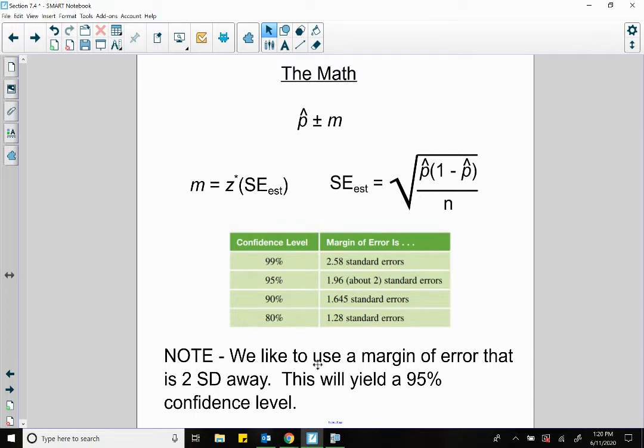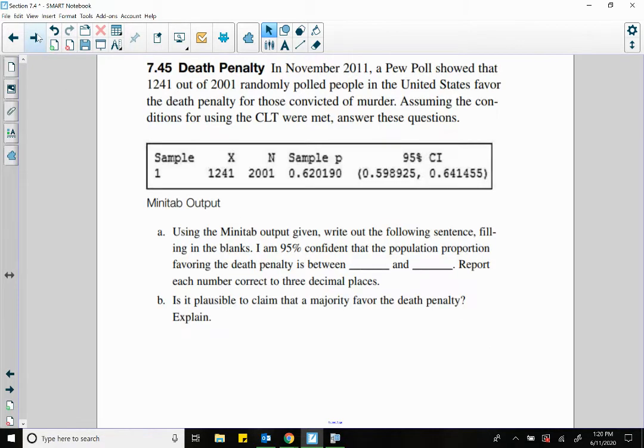And again, I stress this again, we like to use a margin of error that is 2 standard deviations away. This will yield a 95% confidence level. So 95% of the time, our method of figuring this out will produce an interval that has our population proportion in it.